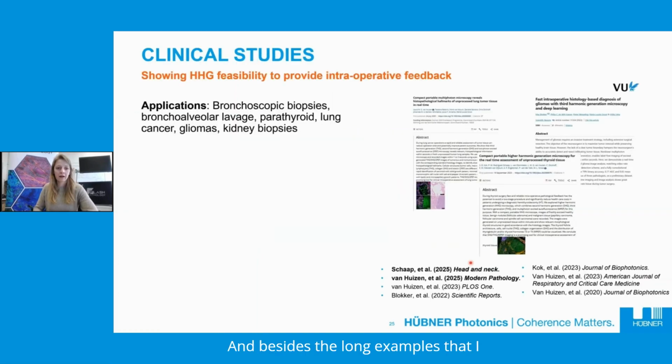And besides the lung examples that I showed, there are also other applications where our collaborators from the VU mainly showed how our microscope can be used. So for example, for parathyroid tissue, for glioma, so brain cancer, for kidney biopsies, and some others. And our collaborators also have published this in quite some papers, and I'd like to highlight 2 of them.